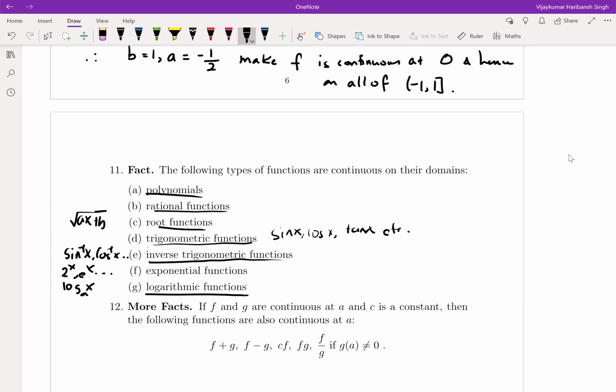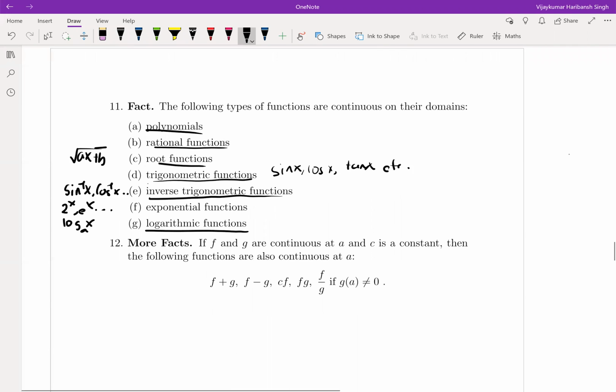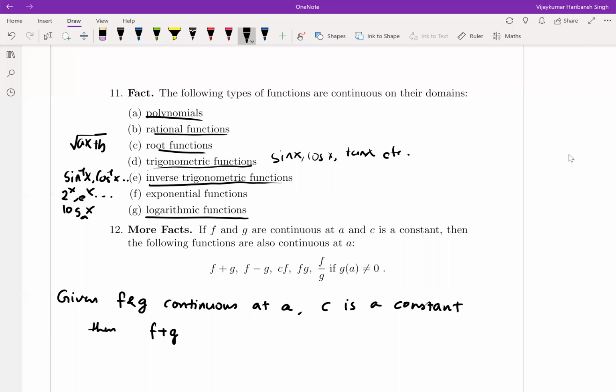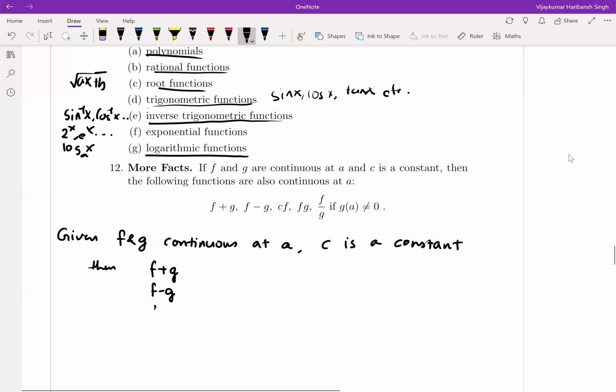So we want to see what kind of functions are continuous. Now there are a few more things about continuous functions. Namely, if you take two continuous functions f and g, both continuous at a, and c is any fixed real number, such a number is called a constant, then we have f plus g is continuous, f minus g is continuous, f times g is continuous, constant times f is continuous, and f over g is also continuous.